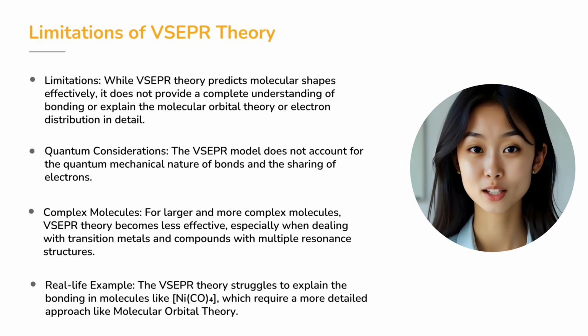While VSEPR theory is fantastic for predicting shapes, it's not perfect. It doesn't account for the exact nature of chemical bonds or electron distribution in detail. For example, it can't explain why some molecules don't follow typical VSEPR predictions. That's because larger molecules or those with transition metals might require a more complex approach, like molecular orbital theory. But even with these limitations, VSEPR gives us a simple yet powerful tool to understand the geometry of many molecules, especially those involving p-block elements.